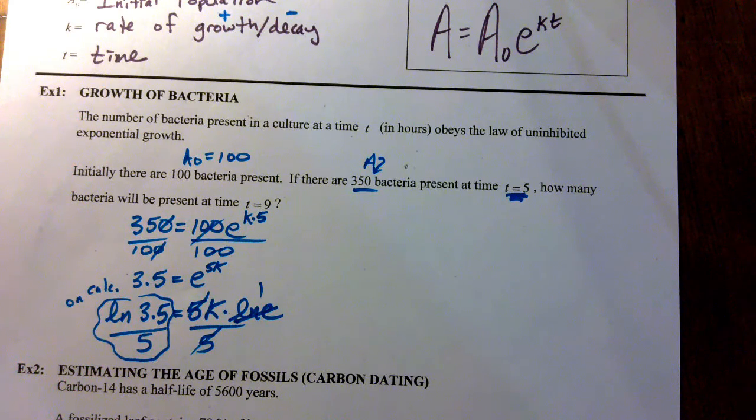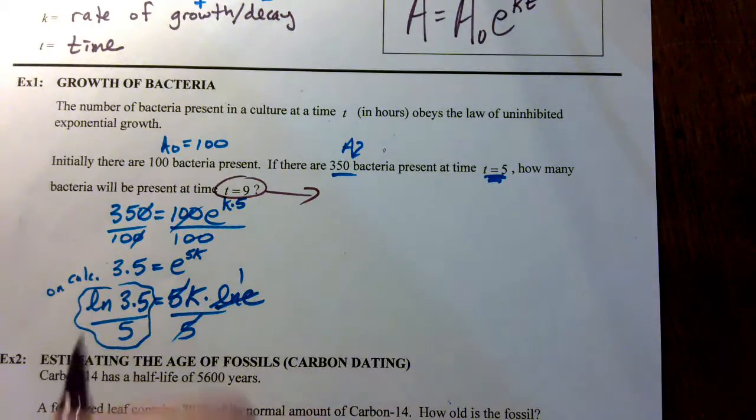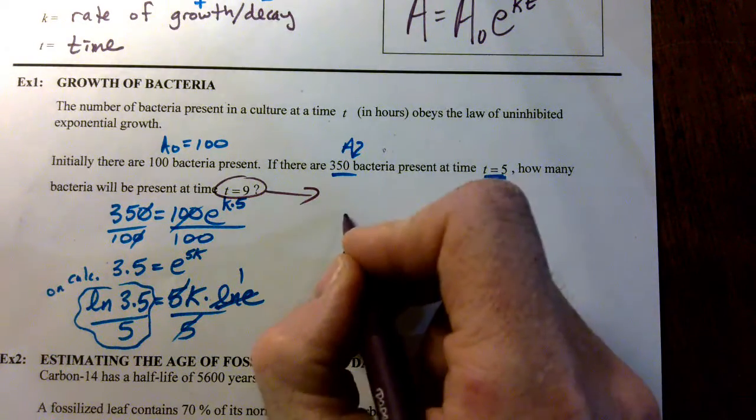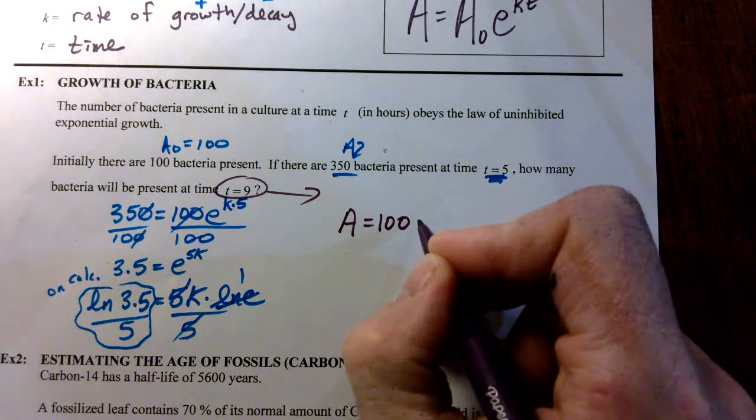Okay, but you know that right now, if we go answer the question t equals 9, we have enough information because we have the K value right there on our calc. So if we want to know, all right, A equals still 100 at the initial time, right?